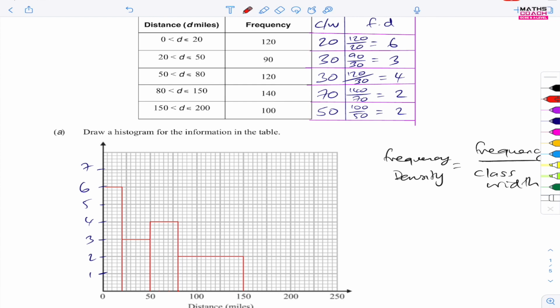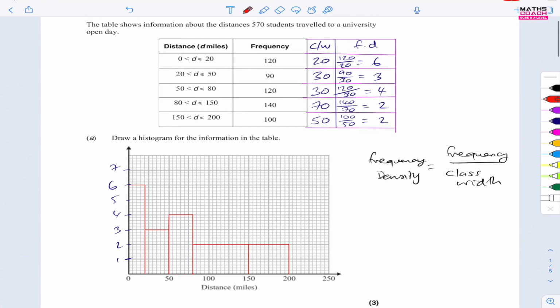There you have it. Finally, 2 again for frequency density, and it goes from 150 all the way to 200. So right there, and it will be the same height. And there we have it. We have completed our histogram. Let's move on to the next question.